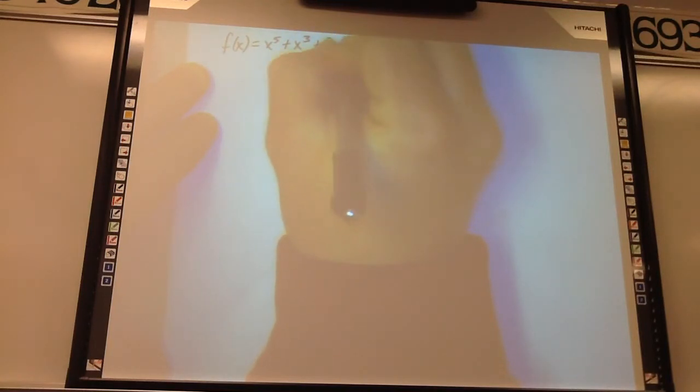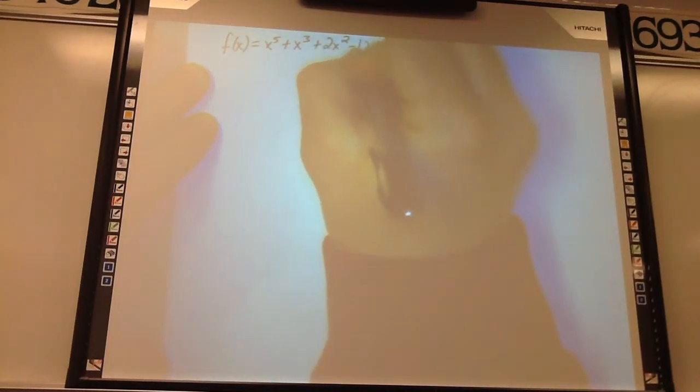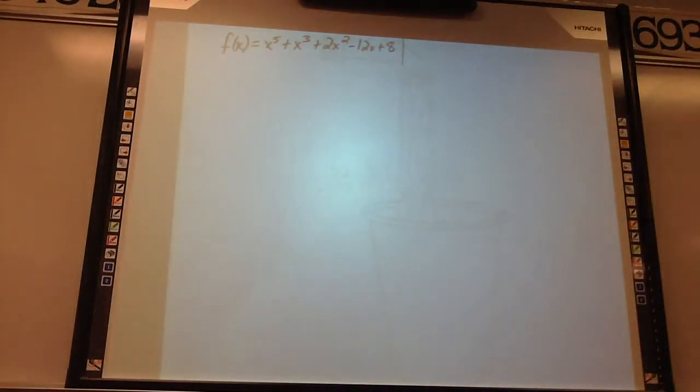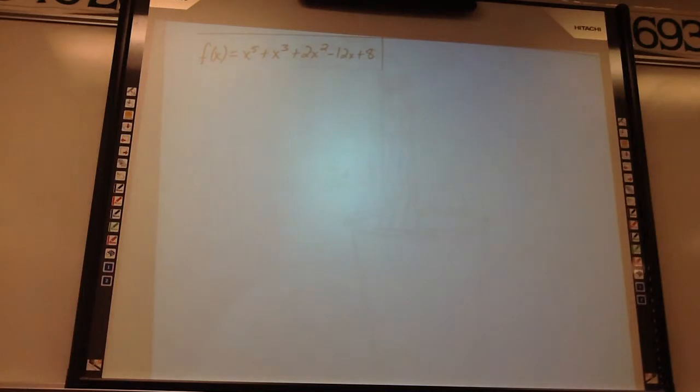Okay, starting now. It's more about zeros. So when we do them in this class, if I give you one like this, I could give you something like that and say find all the x-intercepts, or find all of the zeros, alright?